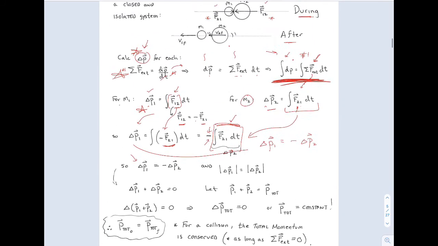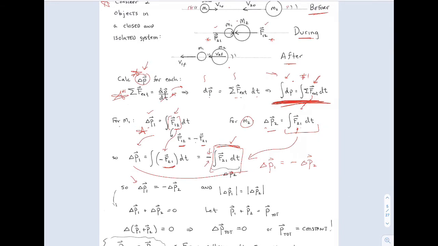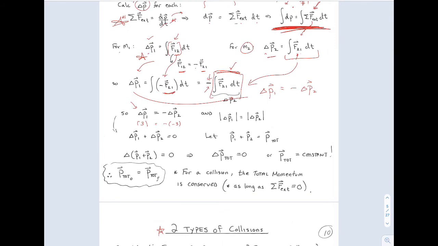So for example, if the change of momentum of number 1 is 3, then the change in momentum of number 2 would have to be minus 3, because I have 3 on the left, I have to have a 3 on the right. So they're equal and opposite. In magnitude, that's what this says: they're equal in magnitude. The vector says opposite in direction. So I took minus delta P2 and I brought it over on this side, right there.